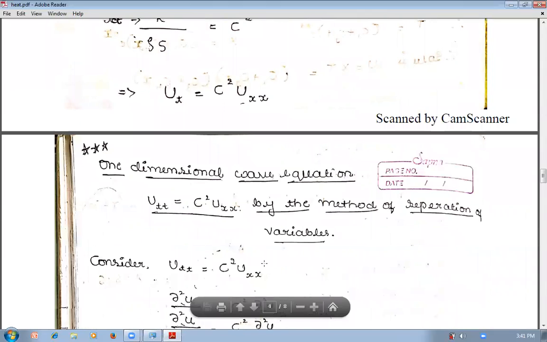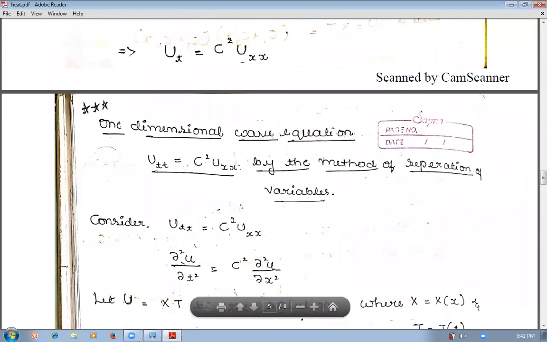Next, we go for the solution of the one-dimensional wave equation by the method of separation of variables. This is the third question in the fifth topic. This is also very important.